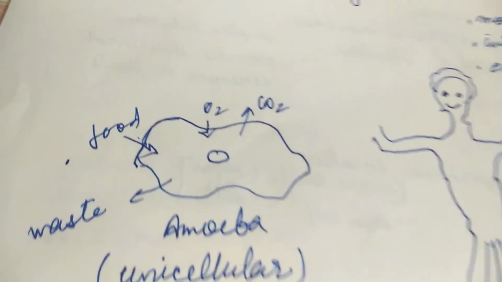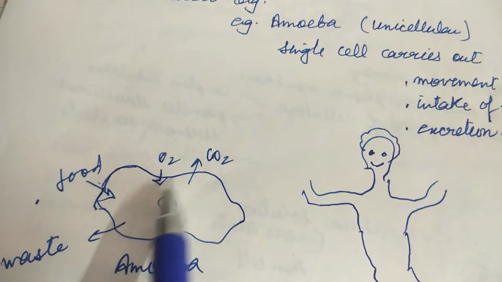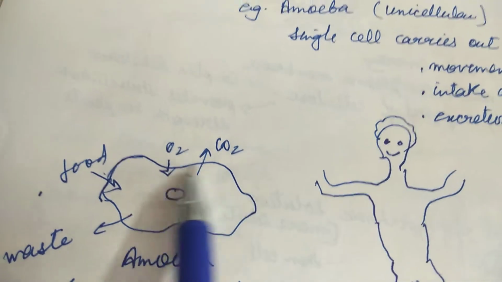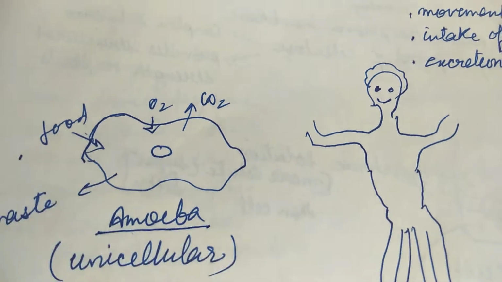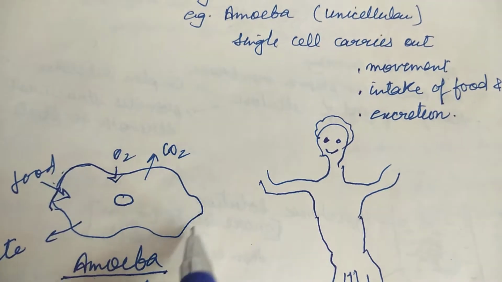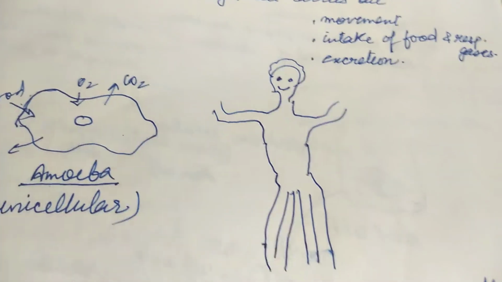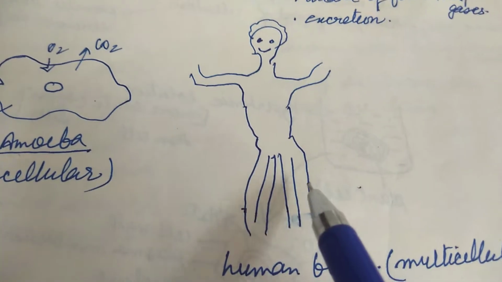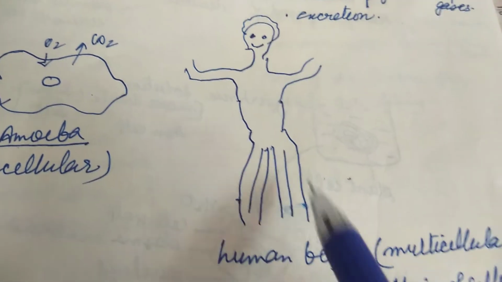Clear? And this amoeba, see, it performs all the tasks. It takes food, it takes oxygen, removes carbon dioxide, removes waste, it moves also. So it is a single cell with nucleus, right? And it's a unicellular organism, and the cell is able to do all its tasks which is required to live. Clear? But in case of multicellular, it's a complex body. If we see a human being, the body is very complex, and there are millions of cells.